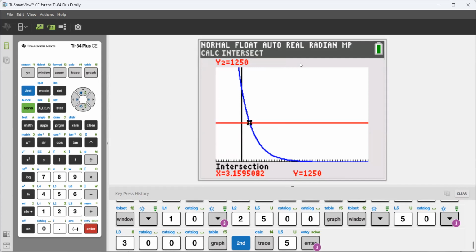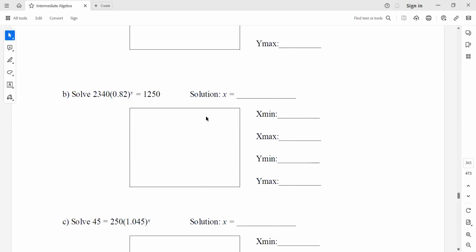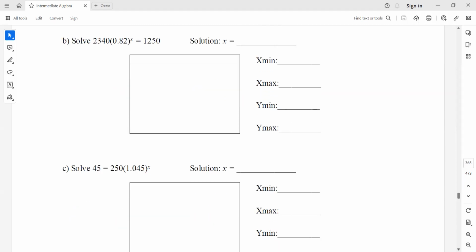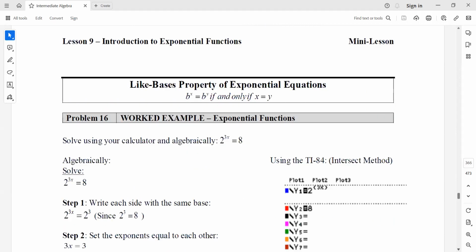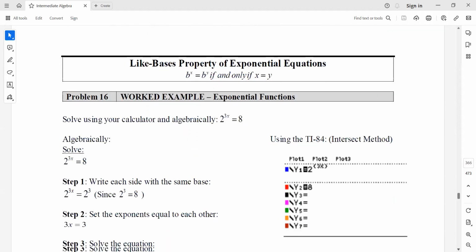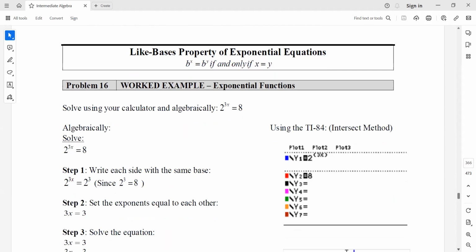So really, if you look at lesson 9 so far, yes, it does need practicing, but it's better than some of the sections we've looked at previously, right? So I'm going to leave C to you to finish. And now I'm going to talk about how to calculate exponential equations algebraically.